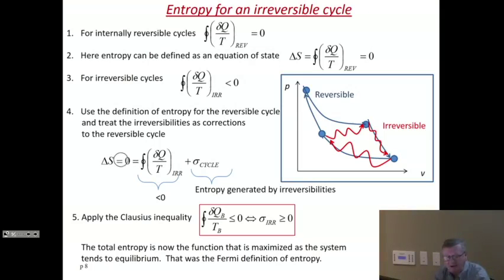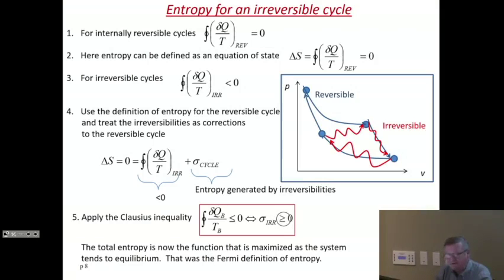So we want to define capital S as an equation of state by definition. But we have to deal with this integral over δQ over T for the irreversible cycle, which of course has to be negative from the Clausius inequality. So we have to correct for it by separately adding a term that is the entropy generated by the irreversibilities, so that this term compensates that term so that we can then define S as an equation of state. So that means that since this has to be negative for irreversible processes, the correction that takes into account the entropy of the irreversibilities must be positive.